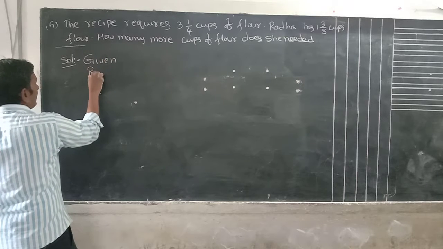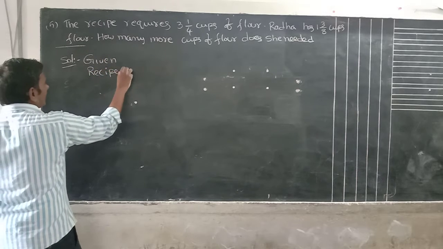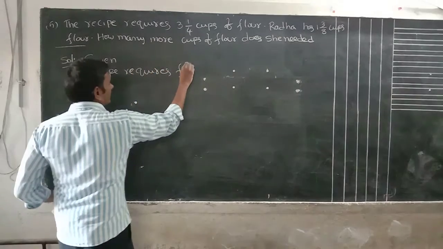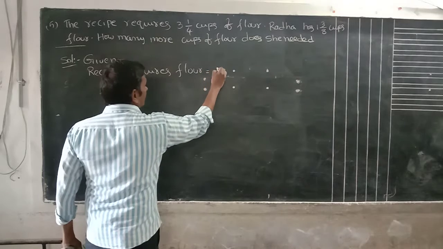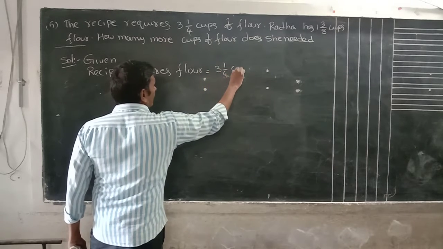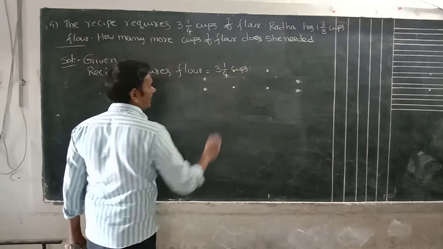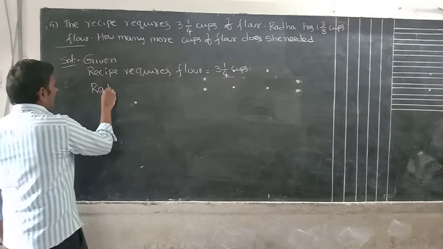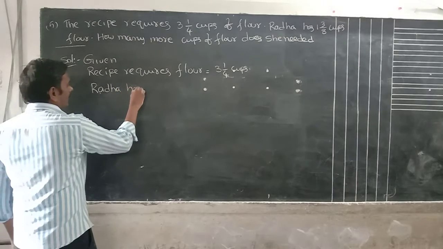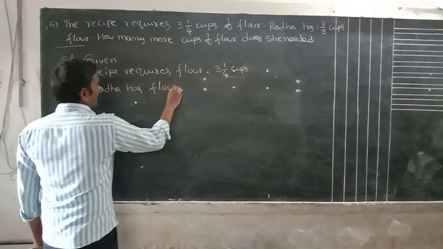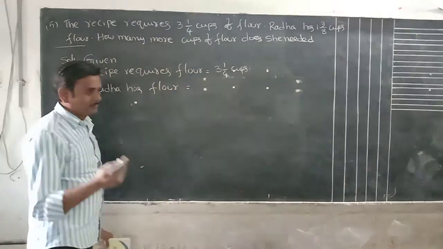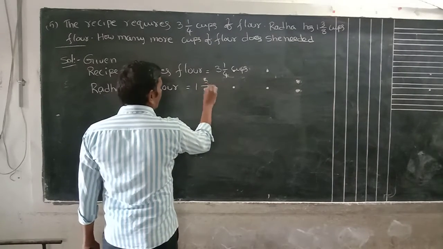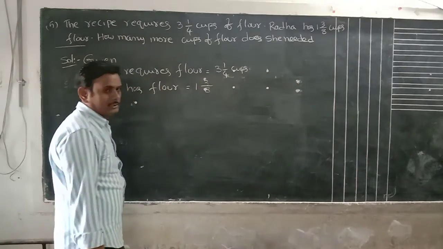Given: the recipe requires flour equal to 3 1/4 cups. How many cups needed? 3 1/4 cups. So Radha had flour equal to how much? Flour means powder. Okay, don't confuse. 1 3/8 cups.